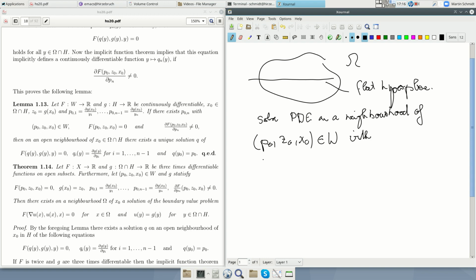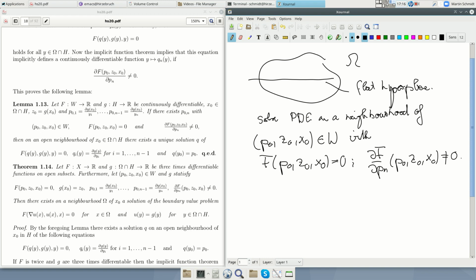We need two conditions. First, of course, our function must be in the set of solutions, and we have another condition, the coordinate which is fixed on the hyperplane. Here this is x0. Sorry, x0. This should be not 0. These are our two conditions.